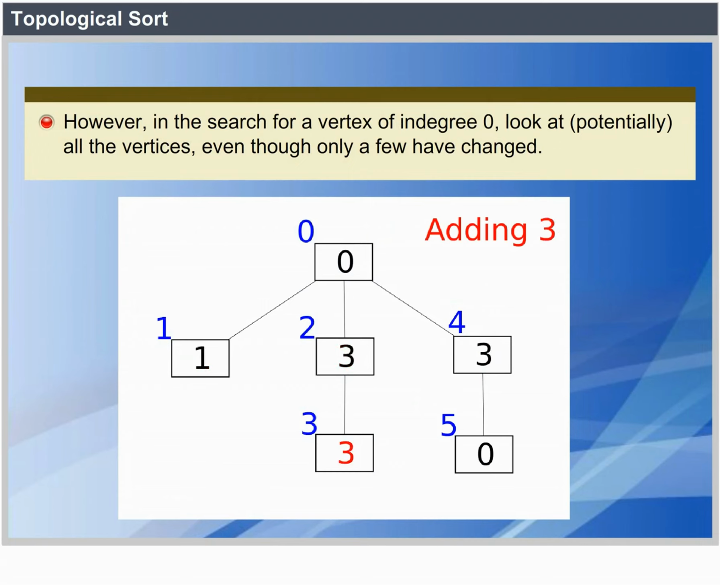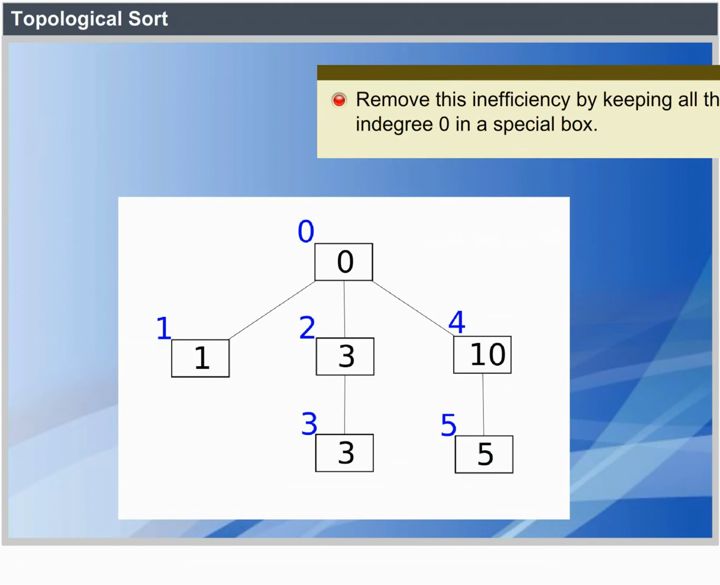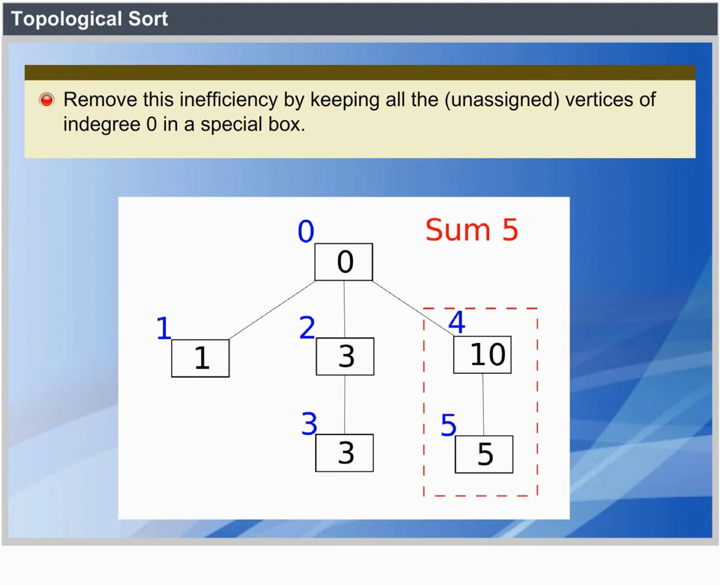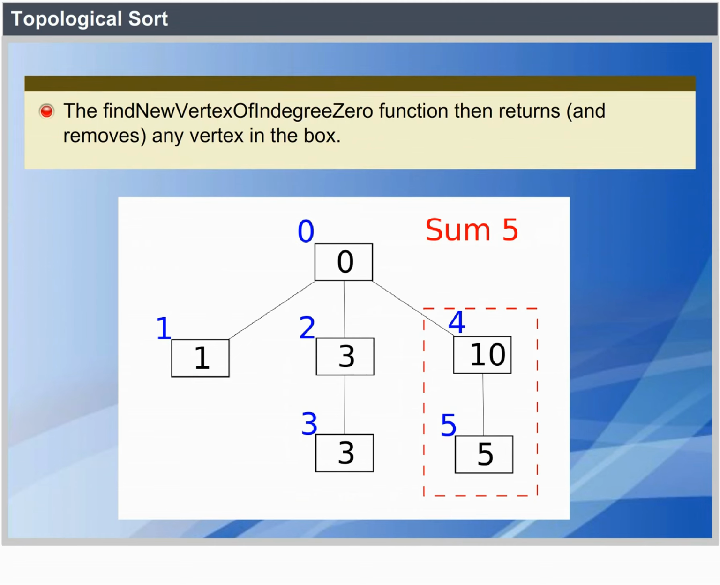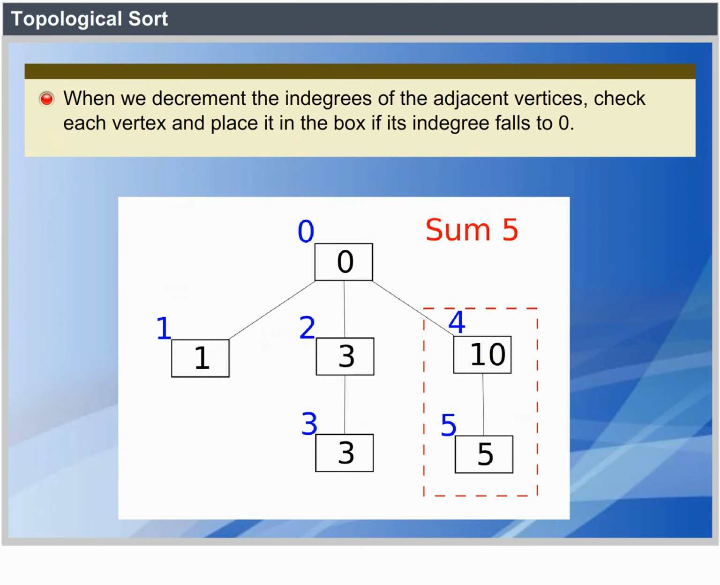Remove this inefficiency by keeping all the unassigned vertices of in-degree 0 in a special box. The FindNewVertexOfIndegreeZero function then returns and removes any vertex in the box. When we decrement the in-degrees of the adjacent vertices, check each vertex and place it in the box if its in-degree falls to 0. To implement the box, use either a stack or a queue. We will use a queue.